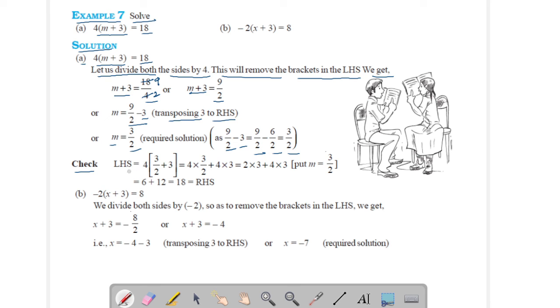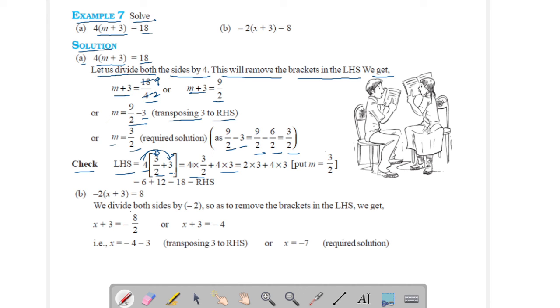Now checking left hand side, it is 4 within the bracket m plus 3. Here value of m is 3 upon 2. Replace m by 3 upon 2 plus 3. Here how will you solve this? It is equivalent to 4 into 3 upon 2 plus 4 into 3. That is, if you open the bracket, 4 is multiplied by the first term, that is 4 into 3 upon 2, and then again 4 is multiplied by 3. It can be written as 4 into 3.